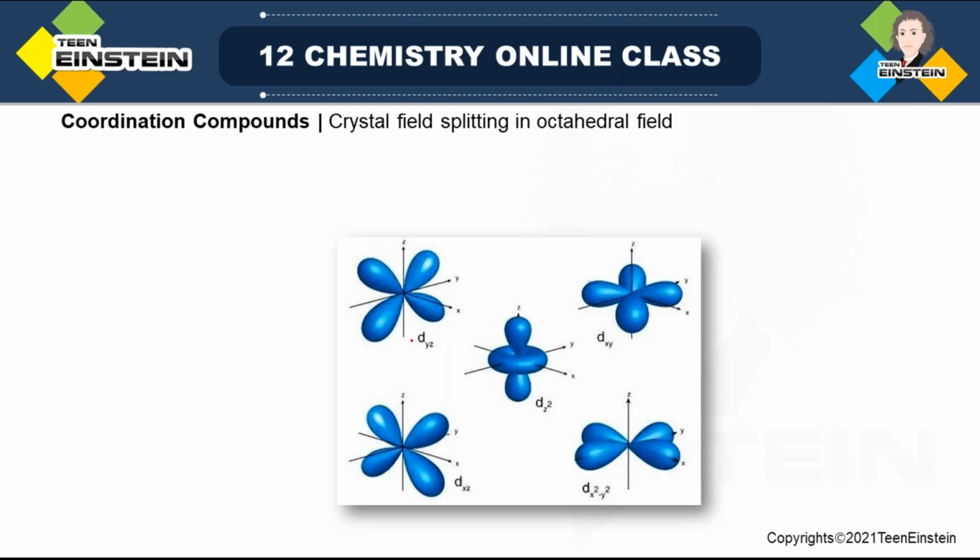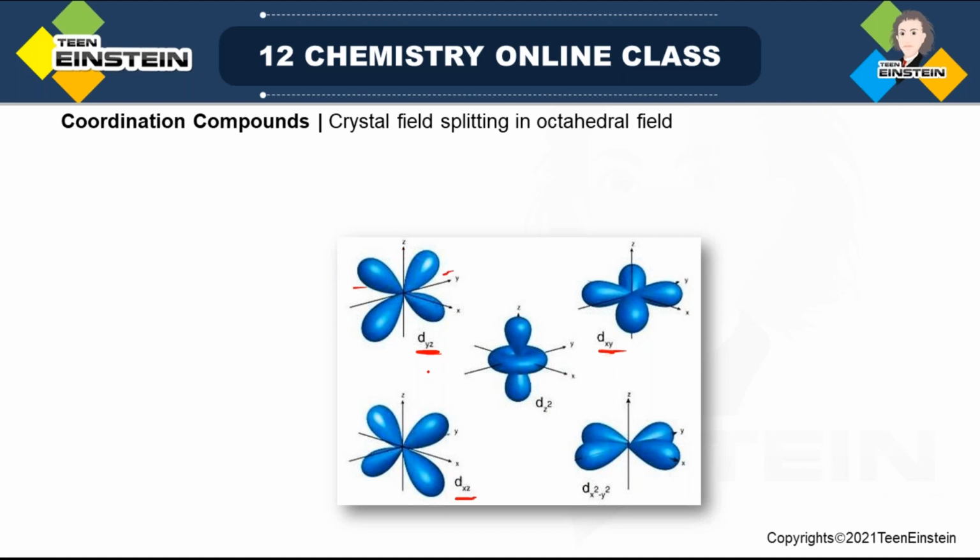So what are these 5 d orbitals? dyz, dxy, and dxz. Why have I marked these three? Because in these three orbitals there is some similarity. What is the similarity? The lobes are in between the axes. If you look at these 3 d orbitals that I have marked with red color, you can see all the lobes are in between the axes.